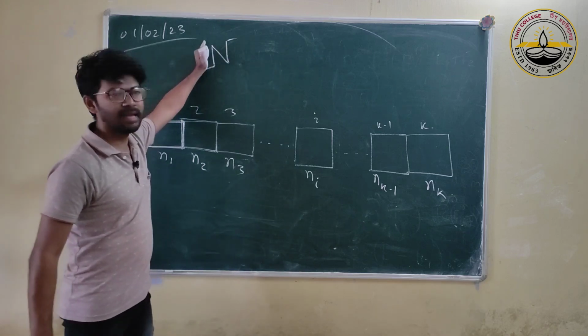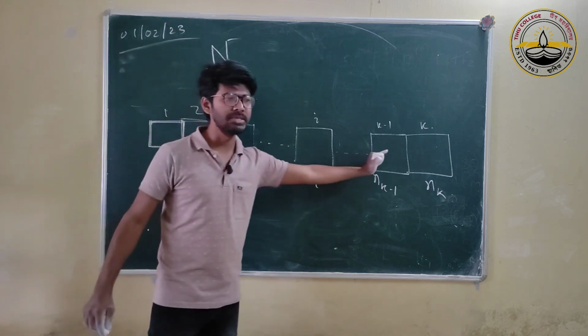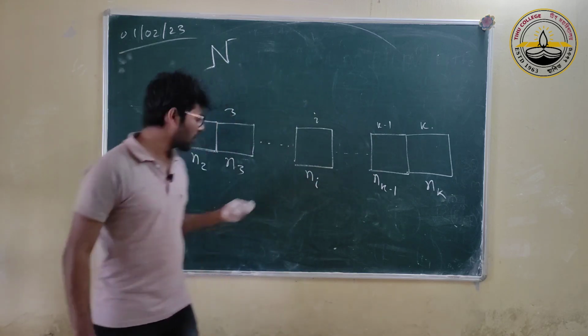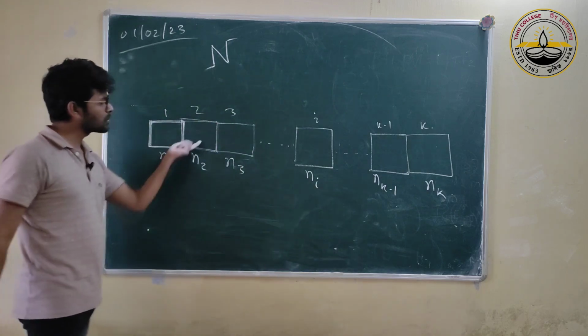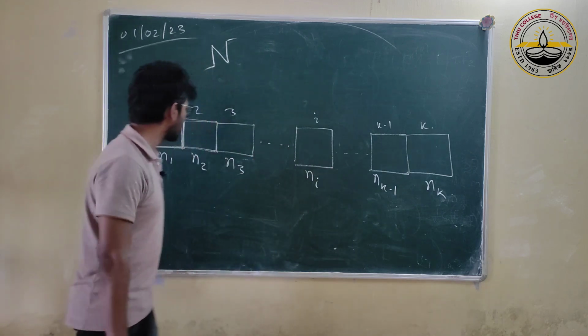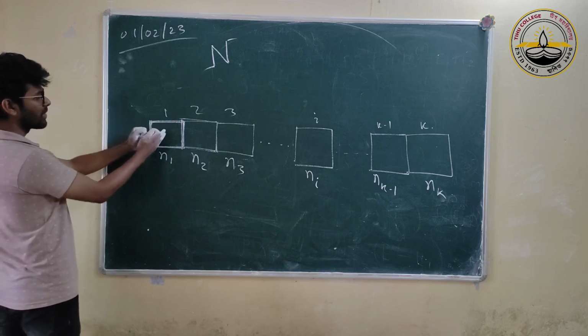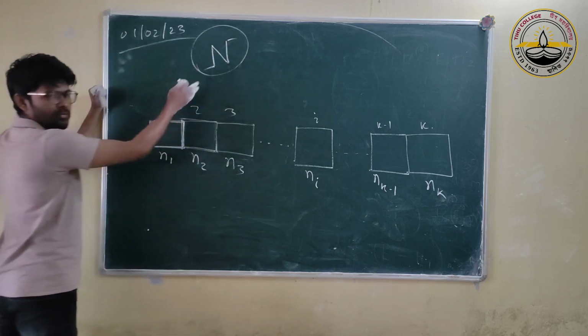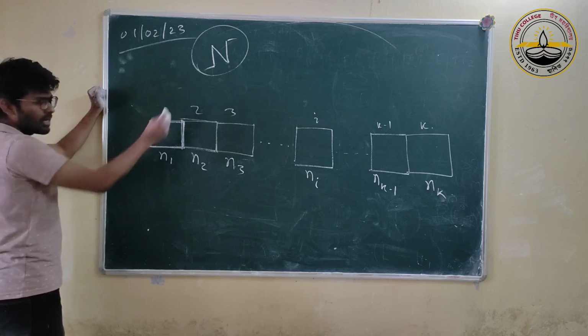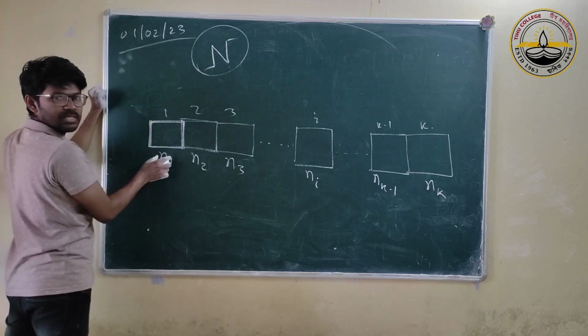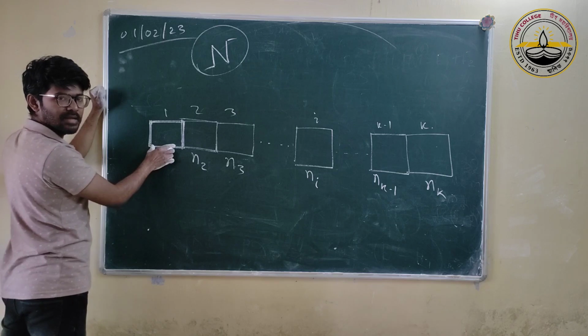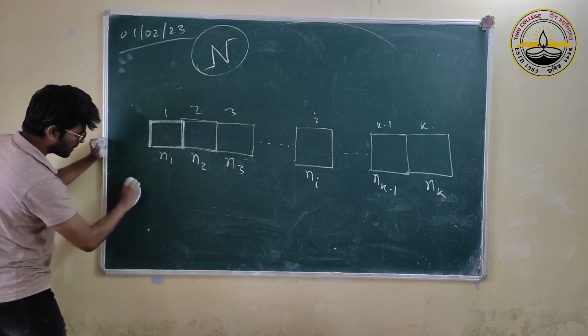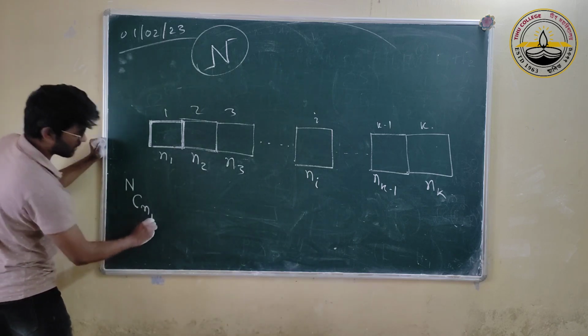We are just given n, and initially these boxes are empty. We have to fill them. How? We have to put n1 balls here, n2 balls here, like that. Okay. So first let me fill the first box. We initially have n number of balls or particles. n1 I'm taking from this and I have to put it in this box. That is just a problem of combinatorics, nCn1.